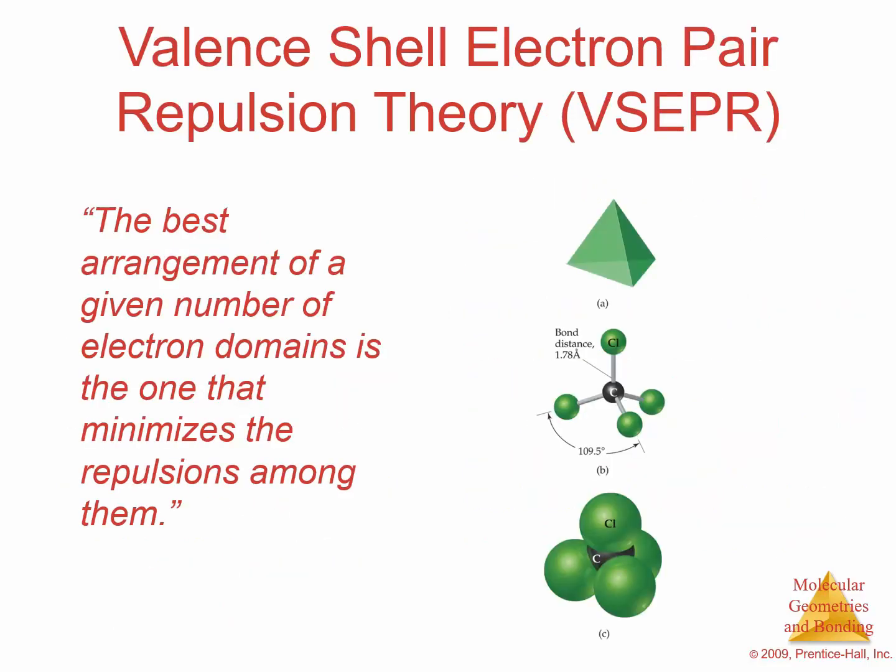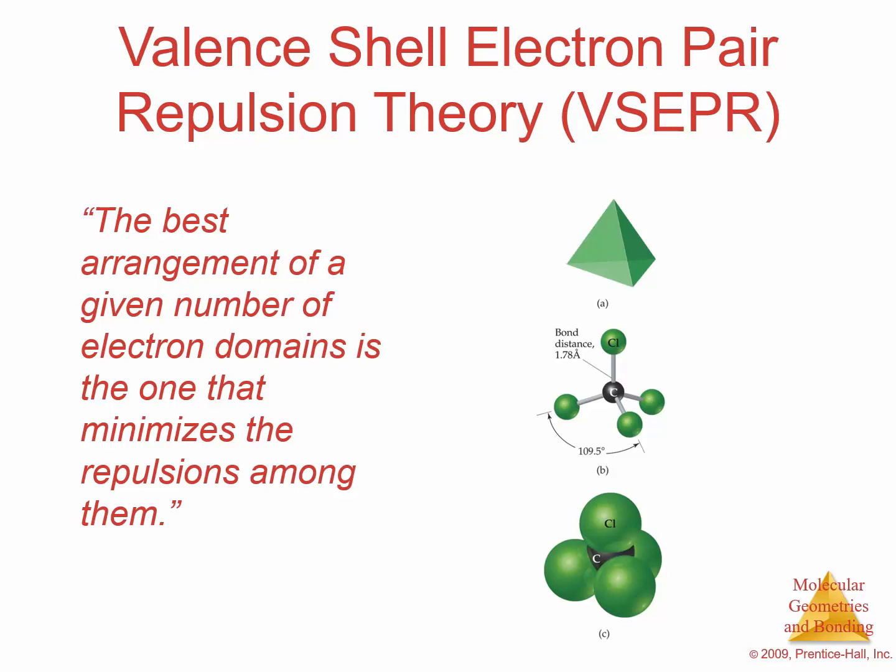Now, the VSEPR model is based on the idea that electron domains are negatively charged and therefore repel each other. The best arrangement of a given number of electron domains is the one that minimizes the repulsions among them.